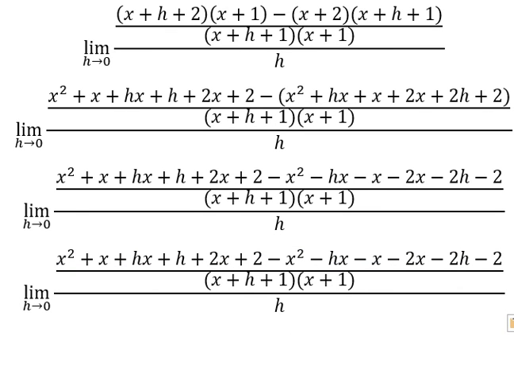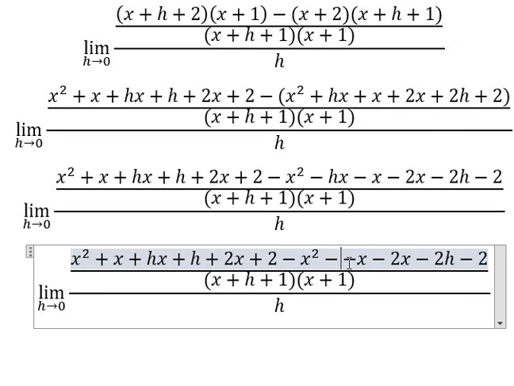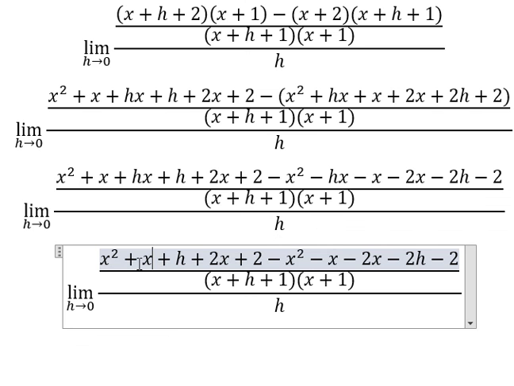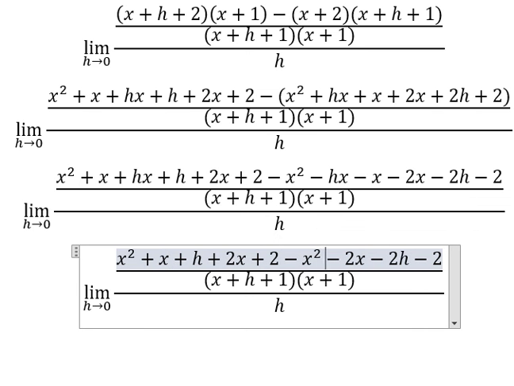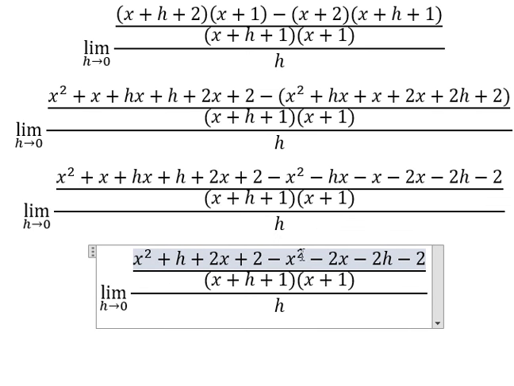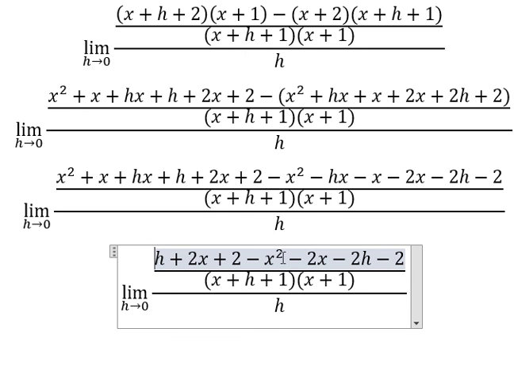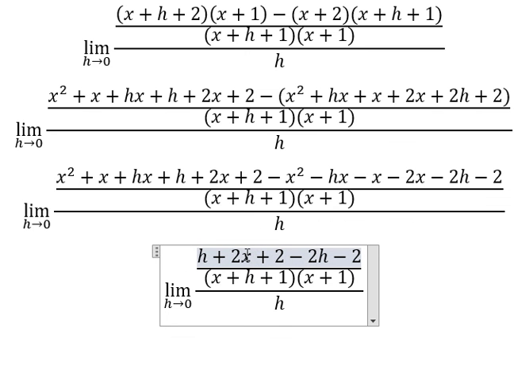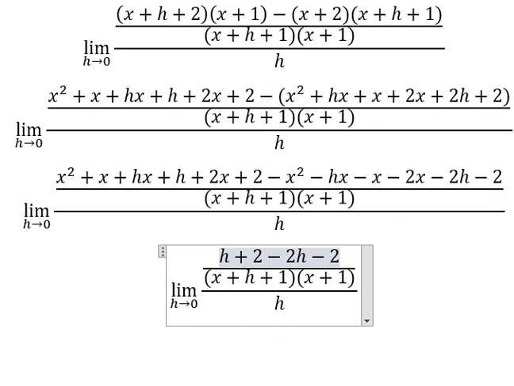Now we need to simplify. hs minus hs, they will eliminate. s minus s, they will eliminate. s square and s square, they will eliminate. 2s minus 2s, they will eliminate. Number 2 minus number 2, they will eliminate.